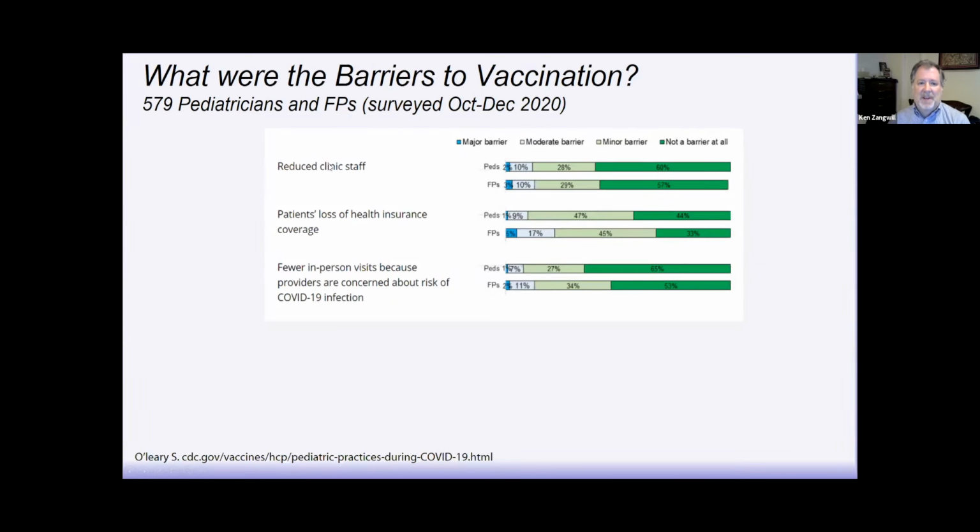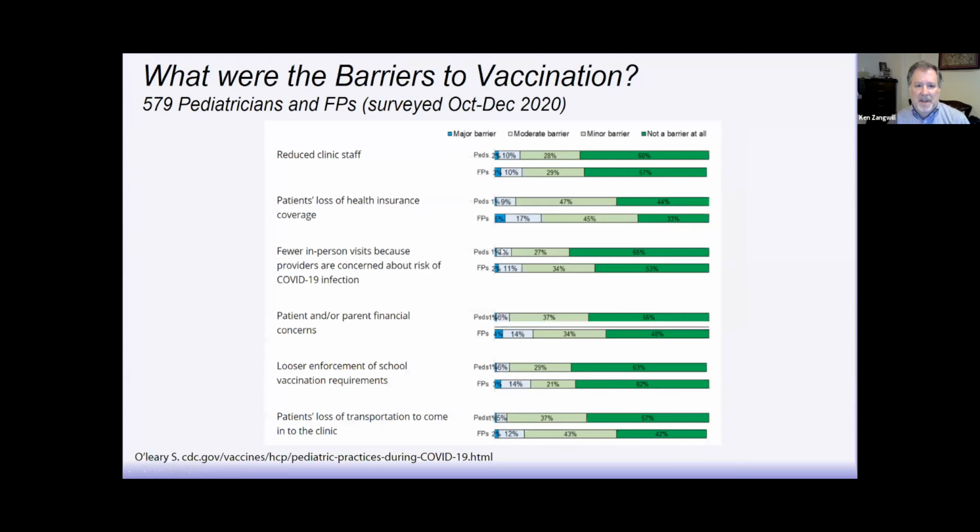And lastly, in this survey, you just didn't have staff. Well, 10%, not a big problem, it didn't seem to be. Parents' loss of health insurance coverage, again, about 10, 20%, not a humongous problem. And fewer in-person visits because providers are concerned about the risk of COVID, right? Not a big deal either. So I'm not sure these data are huge surprises, but I do believe there's some interest, there's some value in understanding where the country sits as compared to what we do individually.